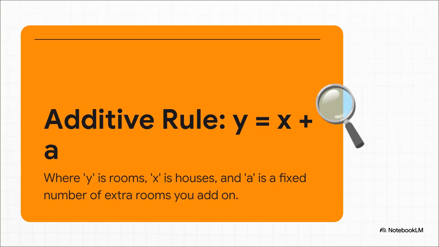The rule here is incredibly straightforward. Y equals x plus a. So in our story, y is the total number of rooms, x is how many houses we build, and a is just some fixed number of extra rooms he adds on. Think of it like a constant, built-in bonus.